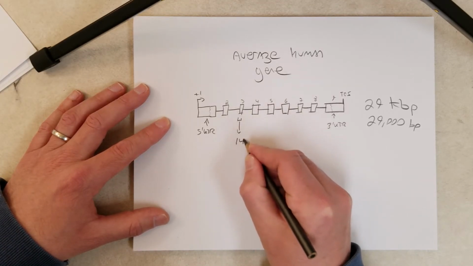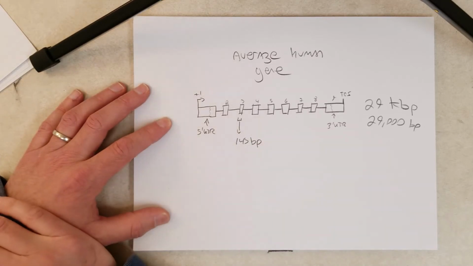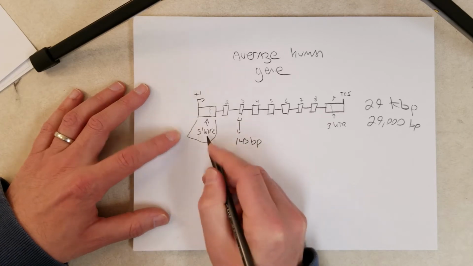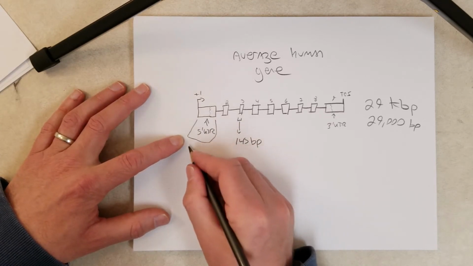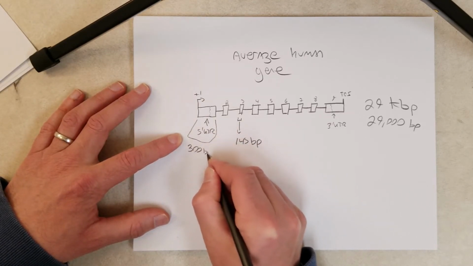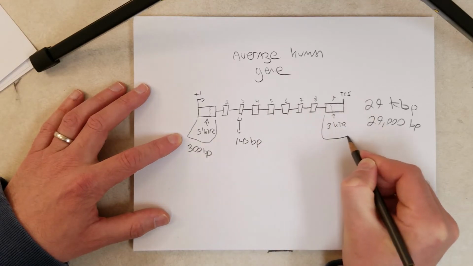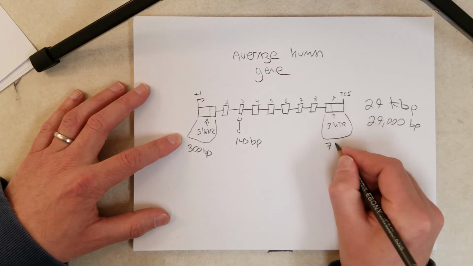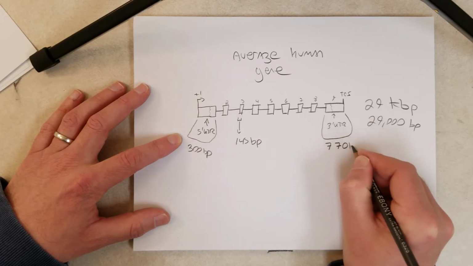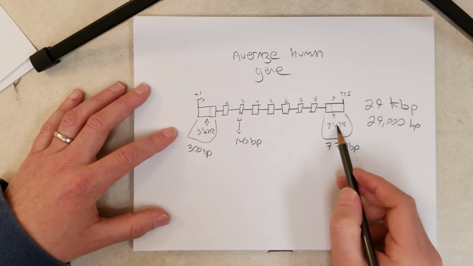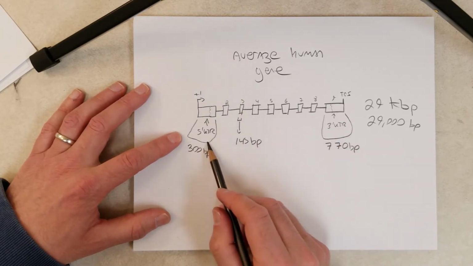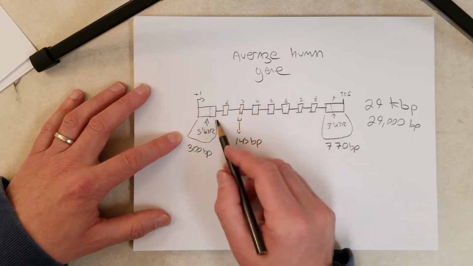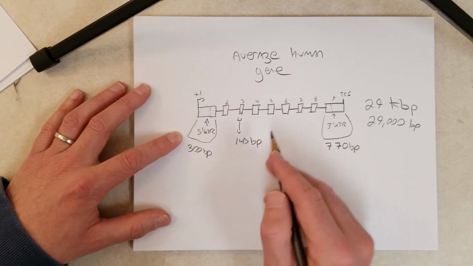Exons are 145 base pairs for an average size. The very first exon with the 5' UTR is an average of 300 base pairs long. The very last exon with the 3' UTR is 770 base pairs long. So the 3' UTR is a little bit longer on average than the 5' UTR. Most of the other exons, like I said, 145 base pairs.